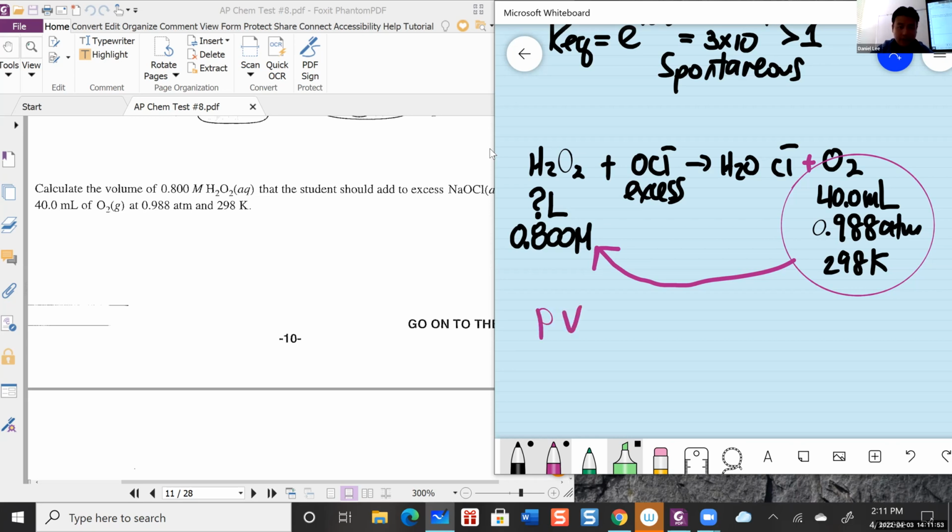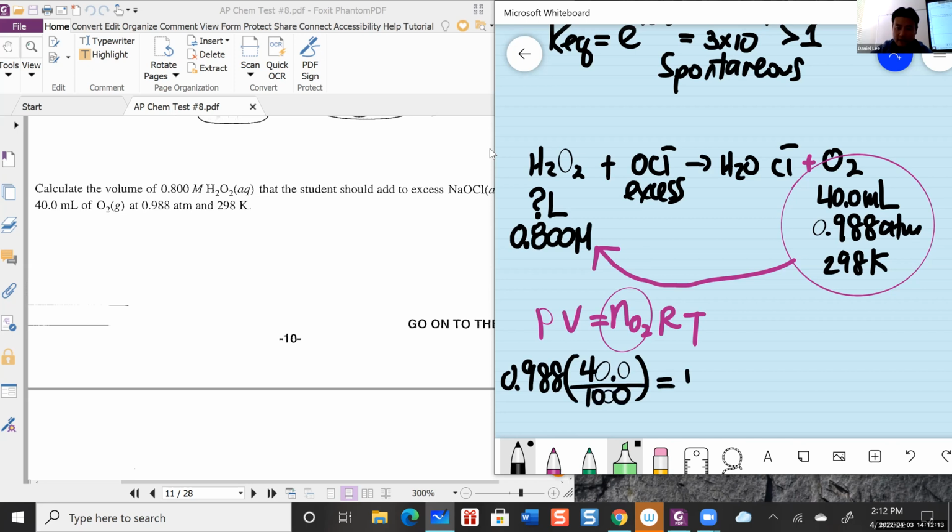I'm going to show work by writing down PV versus RT to find the moles of oxygen first. So the pressure of oxygen you need is 0.988. This is just pure oxygen. There's no water there. And the volume, if you put 40.0, you get the wrong answer. You have to be in liters. So you divide it by 1,000.